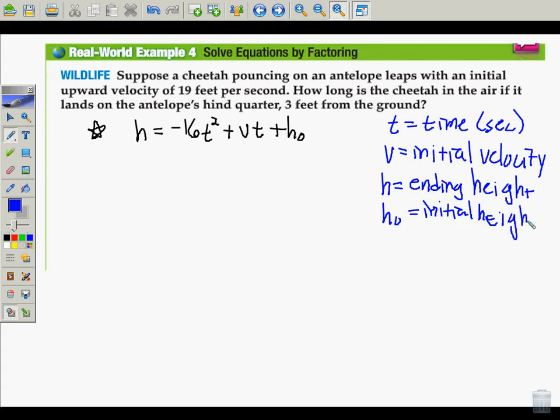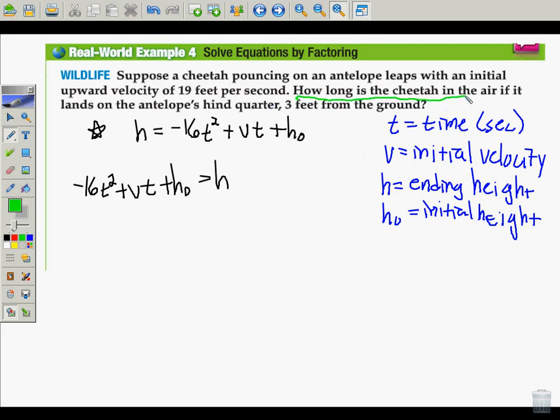So now we have to plug these numbers into our equation to actually see what we get. So I'm going to rewrite this equation the other way around. So I've got negative 16 t squared plus Vt plus h0 equals h. I just flipped both sides. And now I'm going to plug in my actual numbers. We are looking for the time. We want to know how long is the cheetah in the air. So we do not know time.